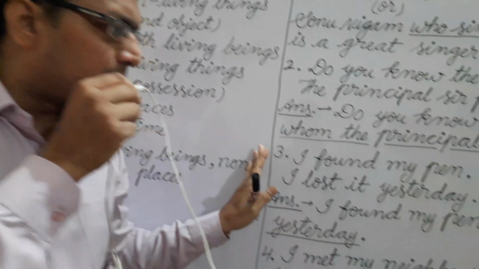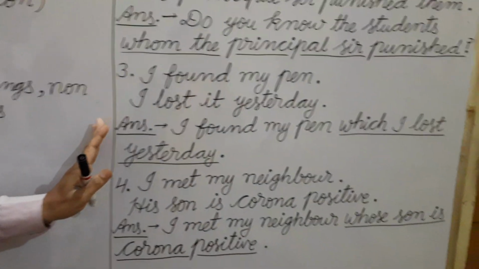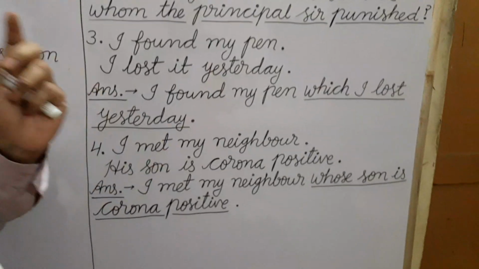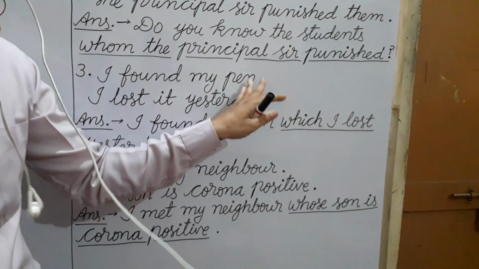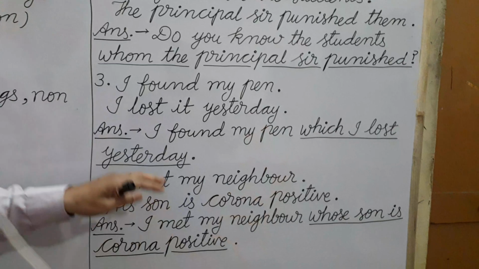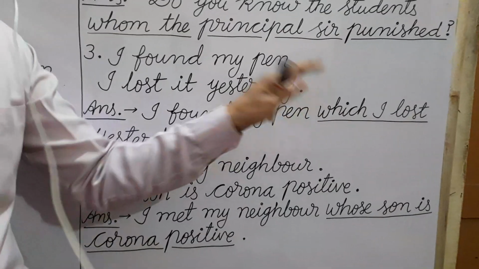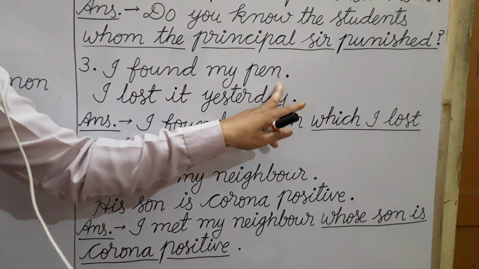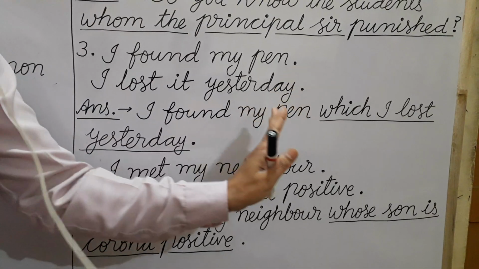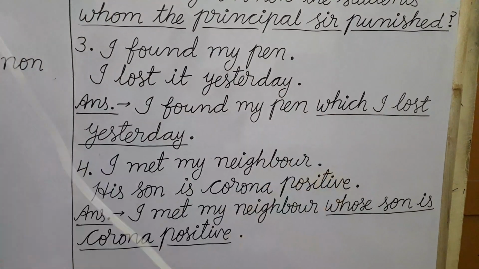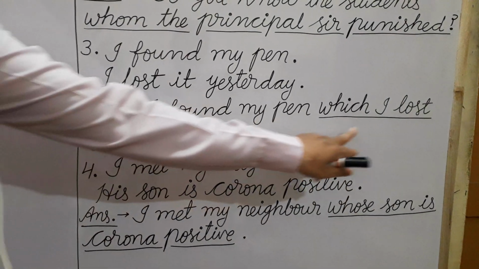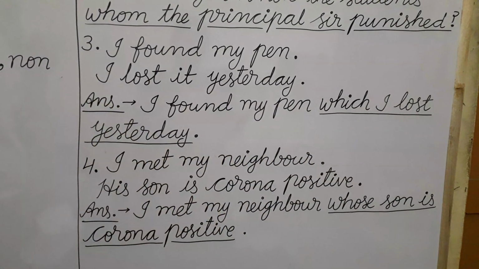So in example number 3, we will use which because the adjective clause qualifies pen, and pen is a non-living thing. And since the adjective clause qualifies pen, the clause will be put just after the word pen. I found my pen which I lost yesterday.